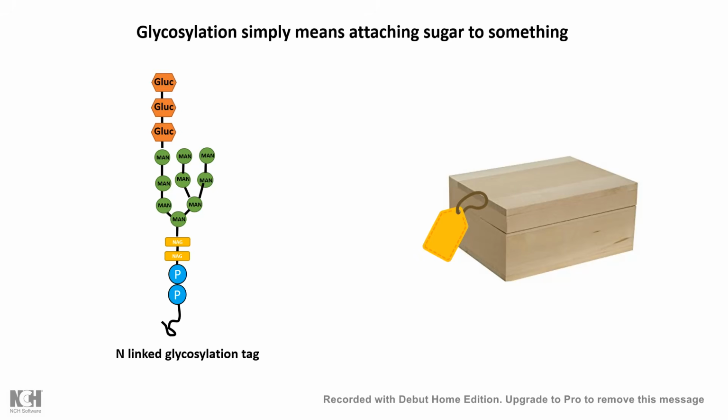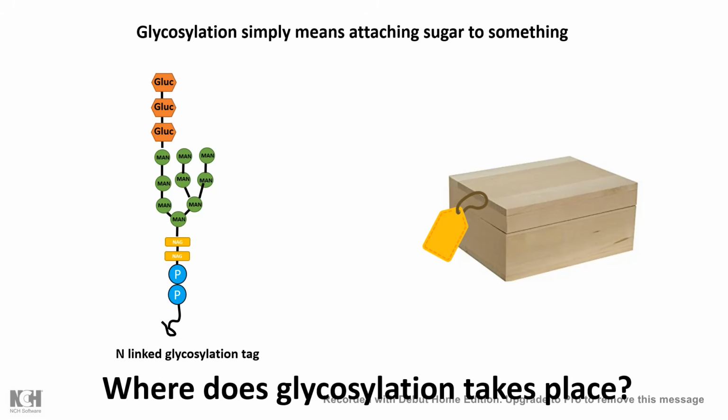Now, simply, cells attach glycosylation tags to several proteins and enzymes. We will look in this video at what the role of glycosylation is and what the advantage of glycosylating proteins is. Now, first we should ask, where does glycosylation take place?